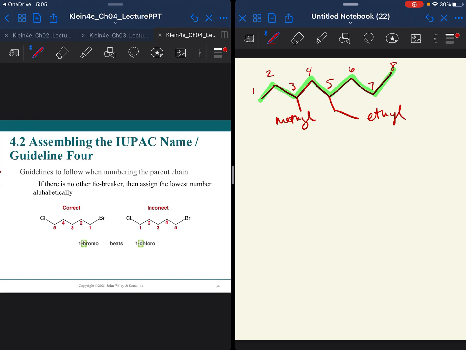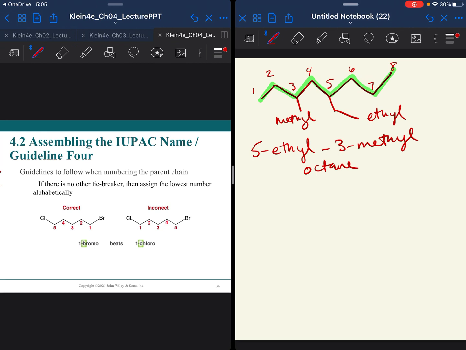Well, you need to write those down alphabetically. You number them based on the rules we've talked about for numbering, but you write that name down alphabetically. So even though ethyl is on 5, we are going to write it down first. This is a 5-ethyl, 3-methyl octane. All right, so you want to give the lowest numbers possible, and then you want to write it down alphabetically.